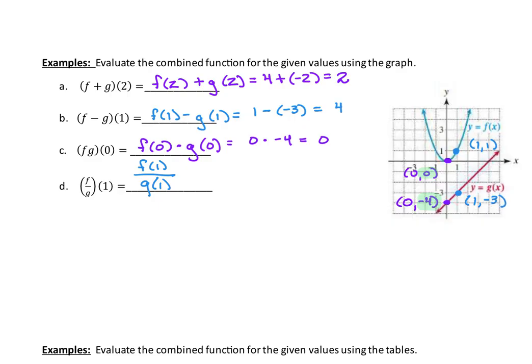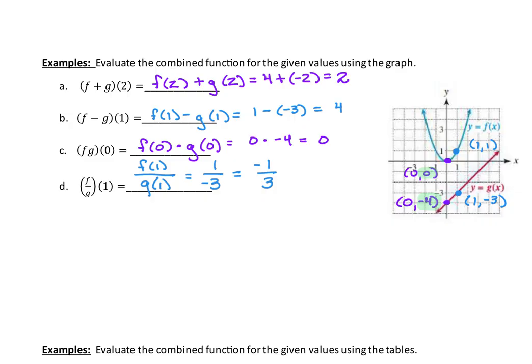We want to do the same thing. We want to divide the y-coordinates. And so f of 1 is 1, g of 1 is negative 3, and we can simplify this fraction. That's all we can do, and really the only thing I can do is move my negative up to the top because we don't like the negative on the bottom. And that's it. That's all we're going to do when we are looking at adding, subtracting, multiplying, dividing when we talk about functions.